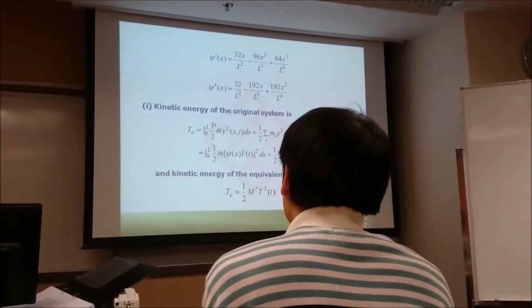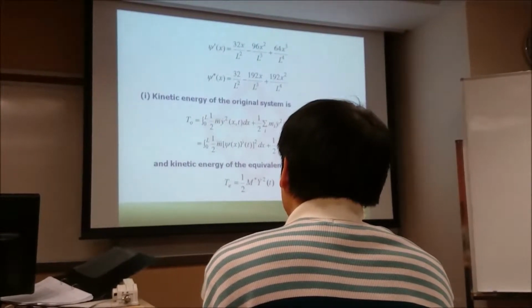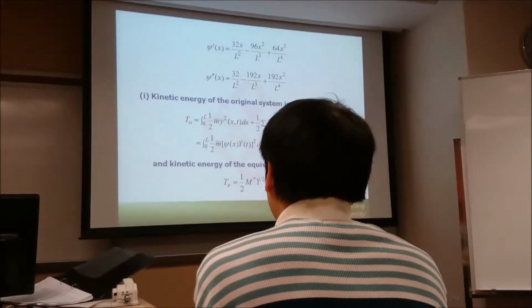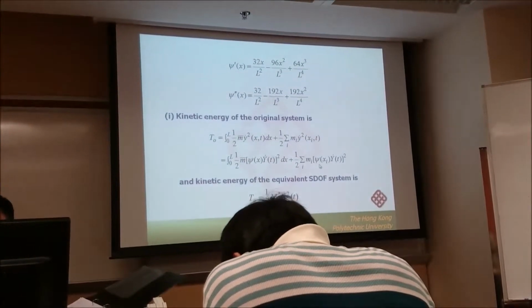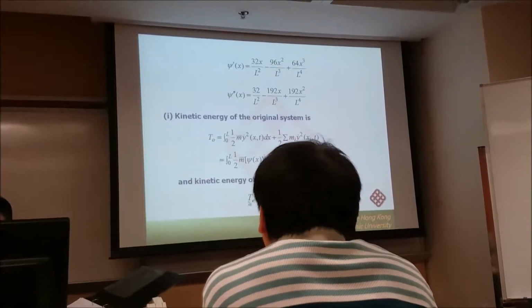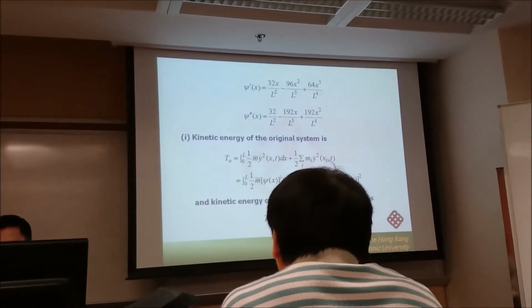So this is a formula to calculate the kinetic energy for the original system. We have both distributed mass as well as concentrated mass. And this is the kinetic energy for the equivalent single degree of freedom system.